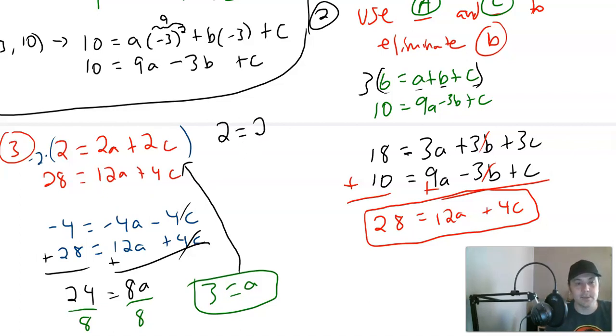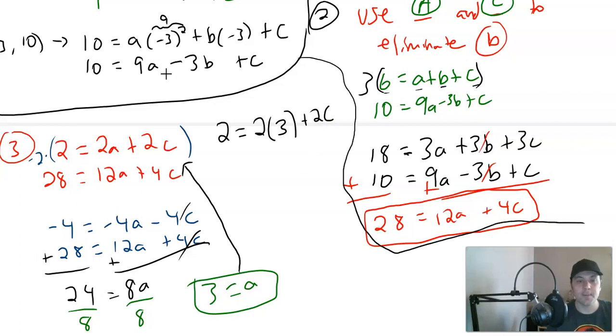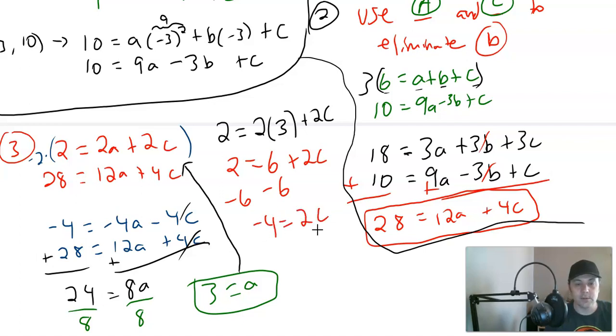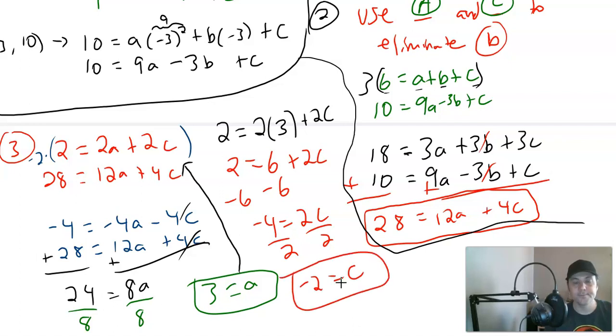So I'll get 2 equals 2 times a, which is 3, plus 2c. And now I can solve that for c. Let's go ahead and separate that. And so I'll get 2 equals 6 plus 2c, subtract the 6 over, get -4 equals 2c, divide by 2, and you get c is equal to -2.